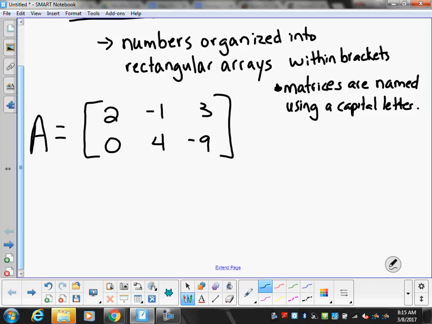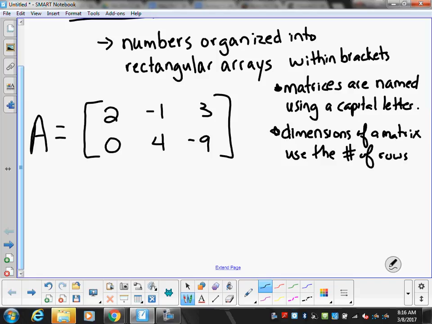And then we describe a matrix with its dimensions. What does the word dimensions mean? Dimensions is its size. The dimensions of this room, you talk about the length, the width, and the height. We deal with area like we do with dimensions. But in dimensions of a matrix, we use the number of rows and the number of columns.